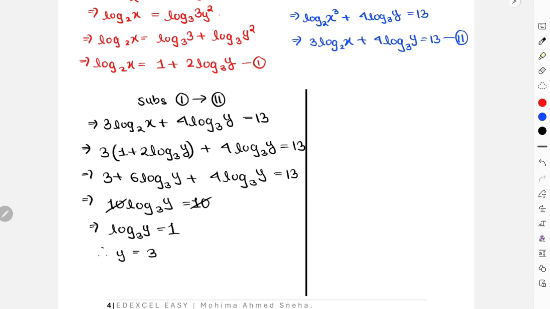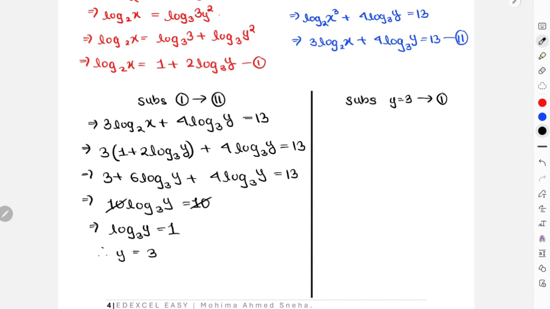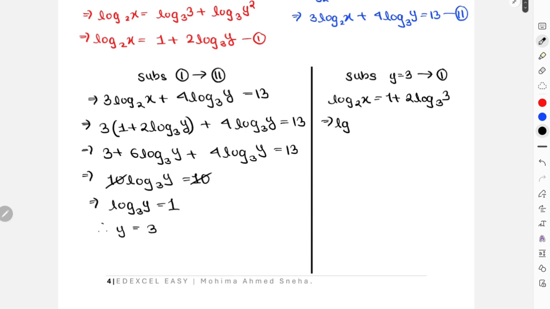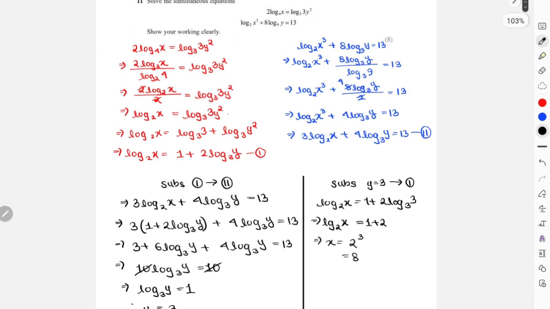For the value for x, I'm going to substitute this into equation 1. So we're going to substitute y equals 3 into equation 1, which turns out to be log base 2x equals 1 plus 2 log base 3 of 3. This one is 1 again, right? Log base 3 of 3 is 1. So now you have log base 2x equals 1 plus 2, that is 3, and now eventually x is 2 to the power of 3, that is 8. So the values are x is 8 and y is 3. So this is the solution for this simultaneous equation.